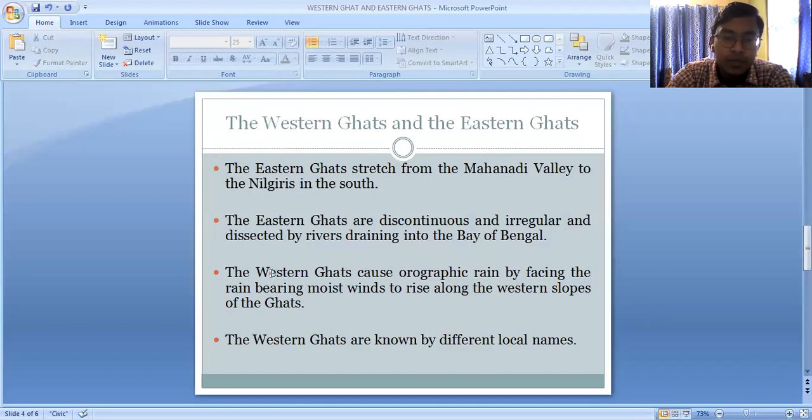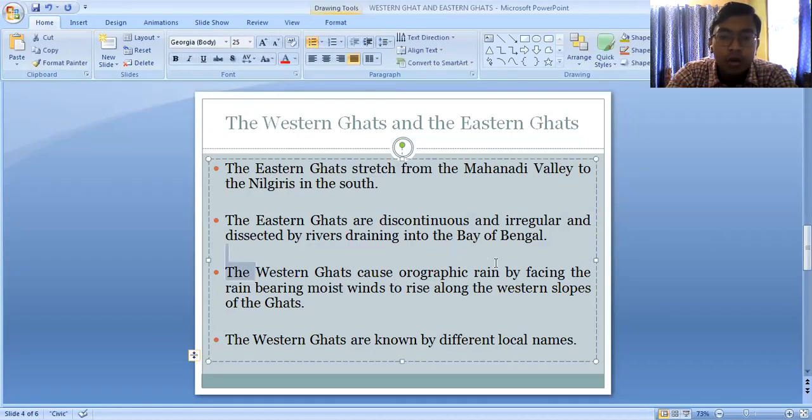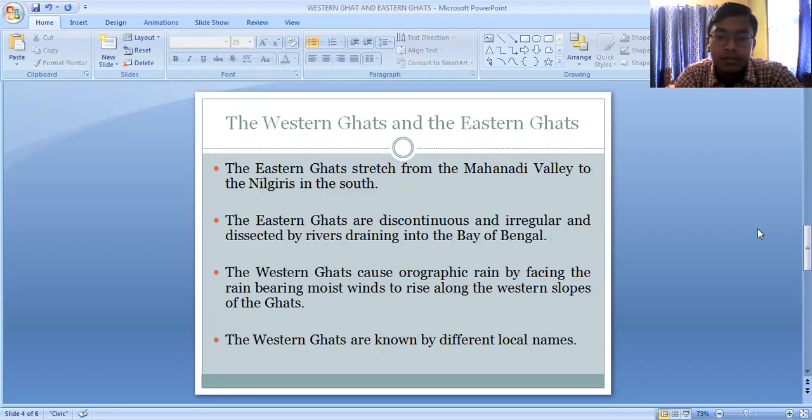The Western Ghats cause orographic rain by forcing the rain-bearing moist winds to rise along the western slopes of the Ghats. And the Western Ghats are locally known by different names, like the Sahyadris and so on.